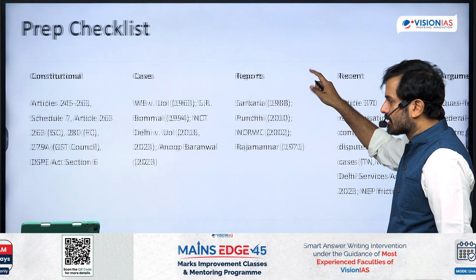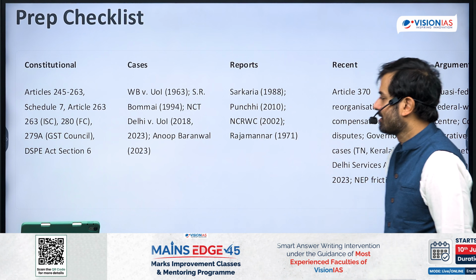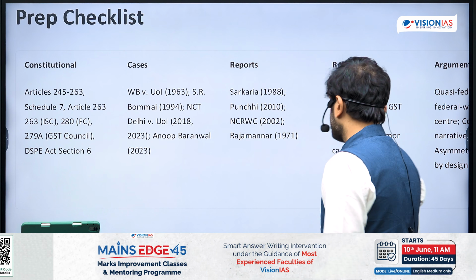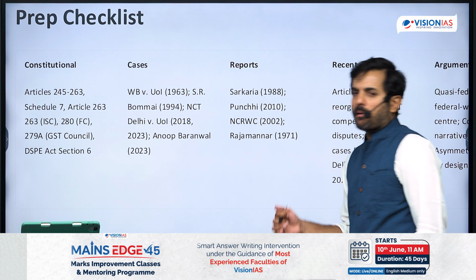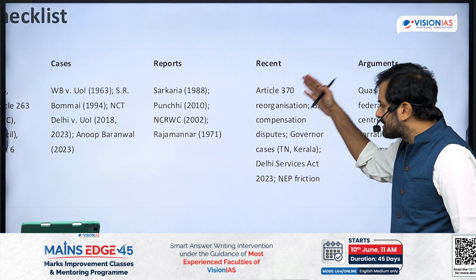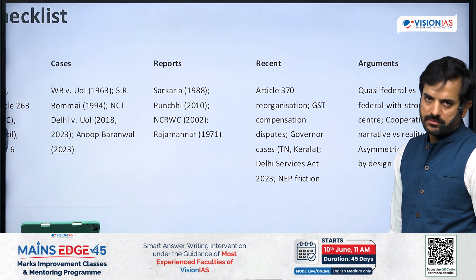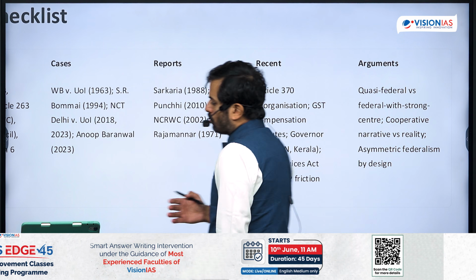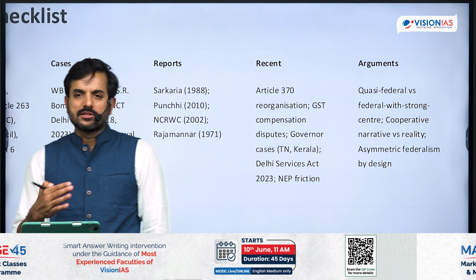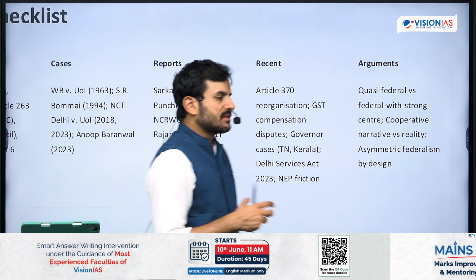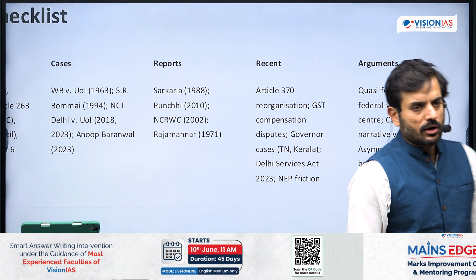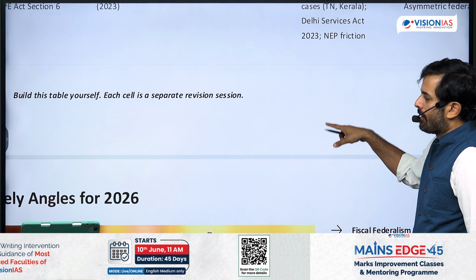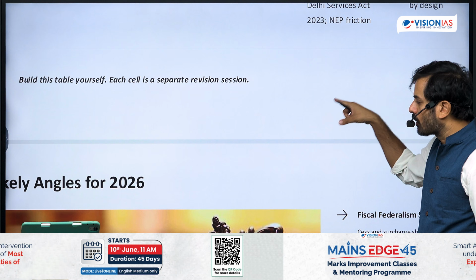So my checklist would again include constitutional articles, would include some of the prominent cases and the observations made by the court in those cases related to federalism. What are some of the important reports that have been published related to federalism? Some of the recent developments with respect to federalism that have happened in India, and then again arguments with respect to whether we should have centralizing federalism in India or whether we need to empower the states more, what are the shortcomings, what needs to be addressed as far as the functioning of the federal system in India is concerned. This kind of a table has to be built by you for each and every topic.